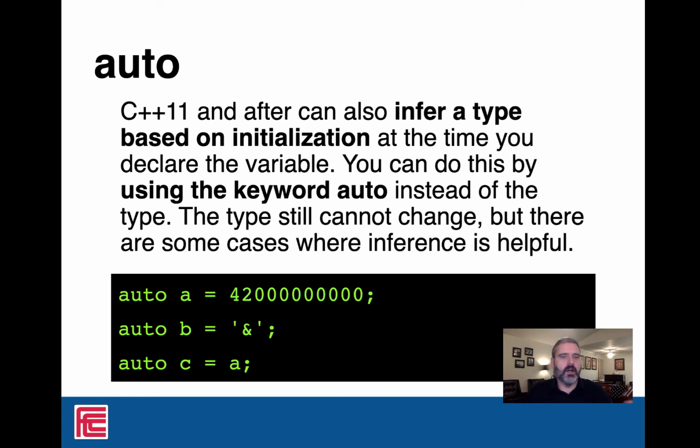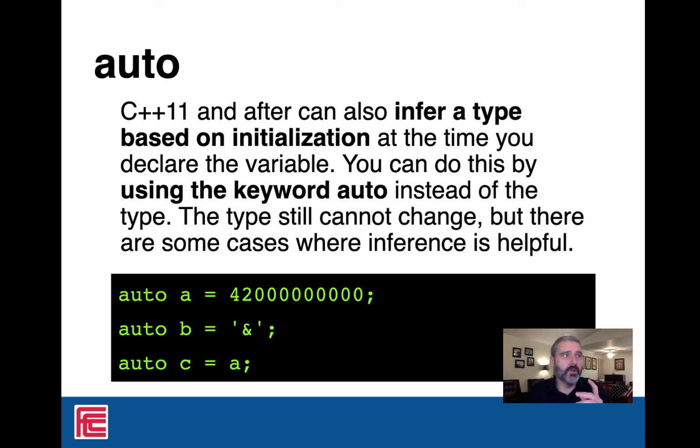So here, auto A equals that really large number that's clearly larger than 4 bytes. That's going to be a long. A is going to be a long. It's being inferred by C++ in that line. So even though you didn't type it, you got it.